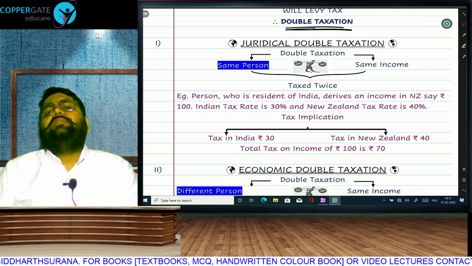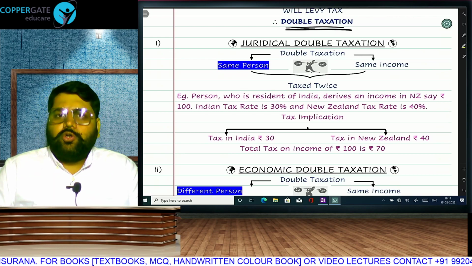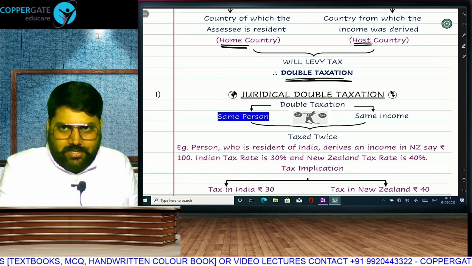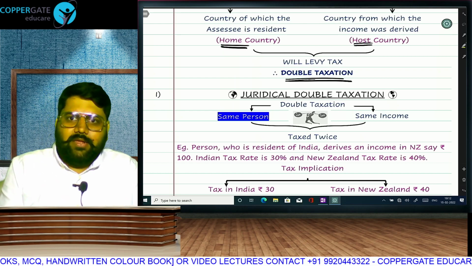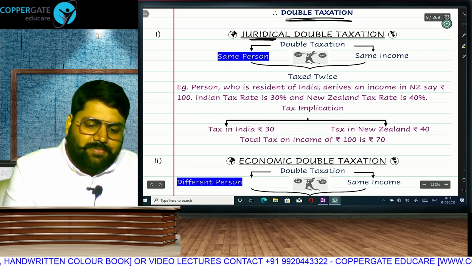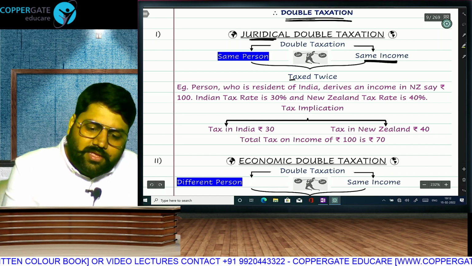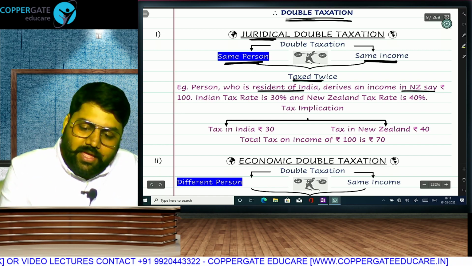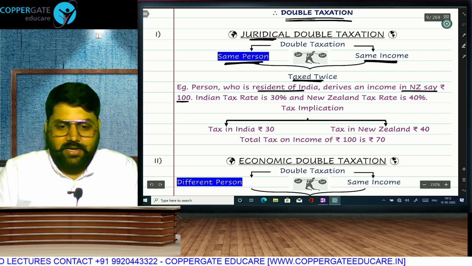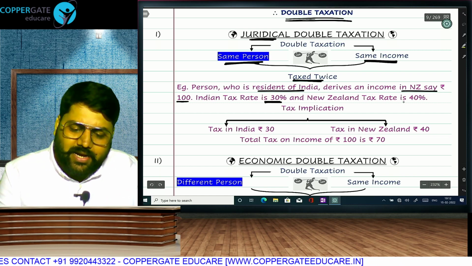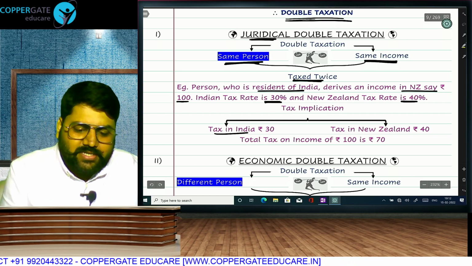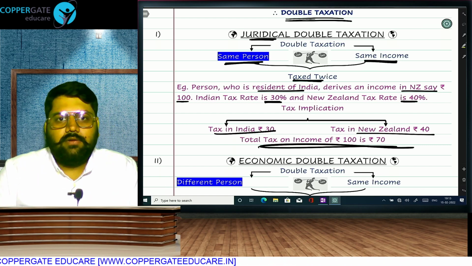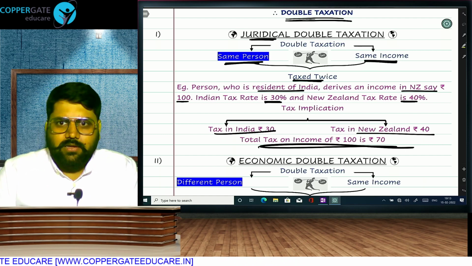However, as we are aware, double taxation is classified into 2 categories. The first category is juridical, for which we took the example: resident in one country, income in another country. When the same income is taxed twice in the hands of the same person. For example, I am a resident of India and I have income in New Zealand, for example, rupees 100. India will levy 30% tax. New Zealand, say, 40% tax. Tax in India 30, tax in New Zealand 40. Total tax payable by me is going to be 70.